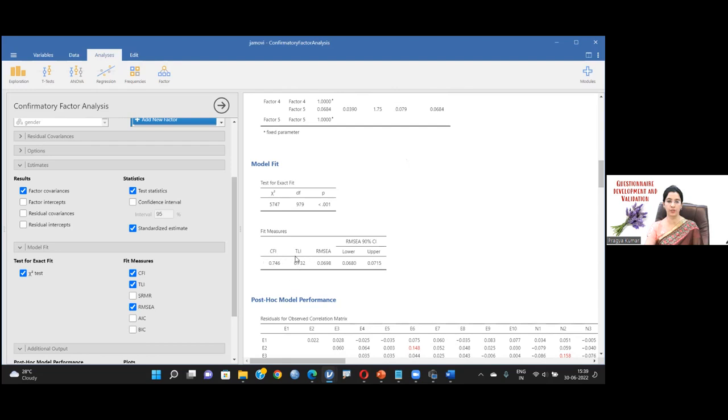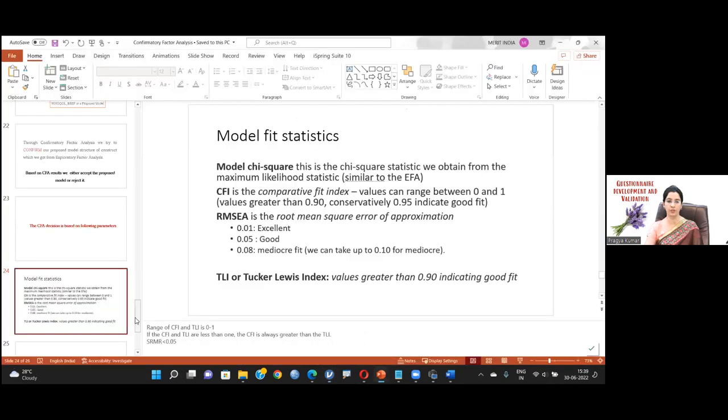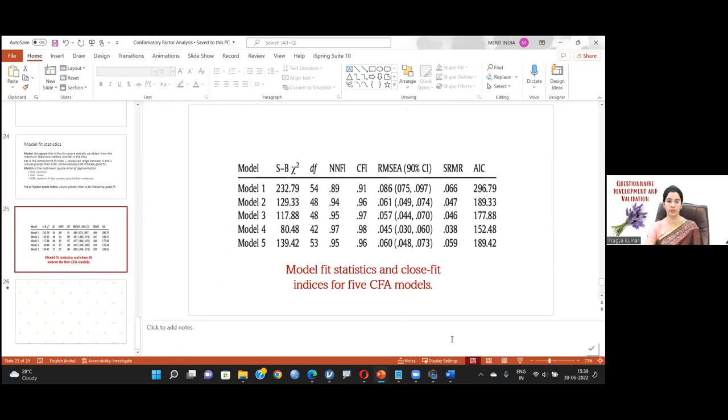Why? Because the value should be at least 0.9, but it is less than that. If you see this RMSEA, again at least 0.08 should be there. Otherwise, we say that this is not a very good fit, but we will see. Now we have to do some modifications. So this was model 1, because if you see the result, I'll just show you that slide again. Can you see this model?